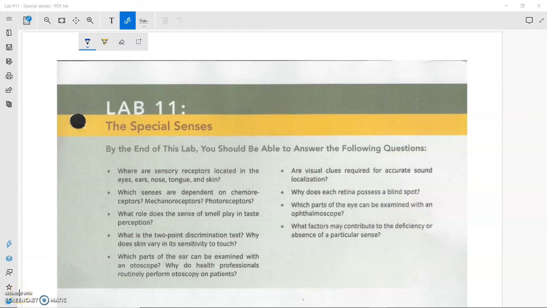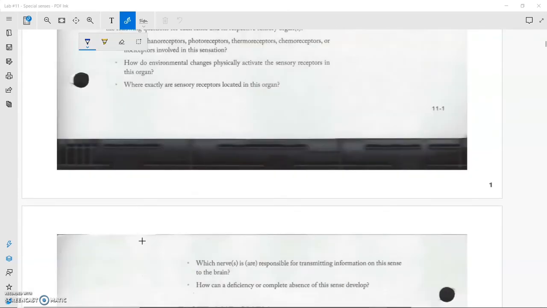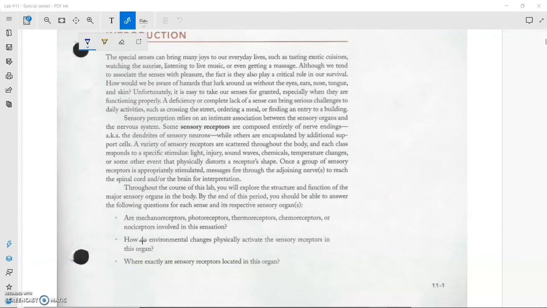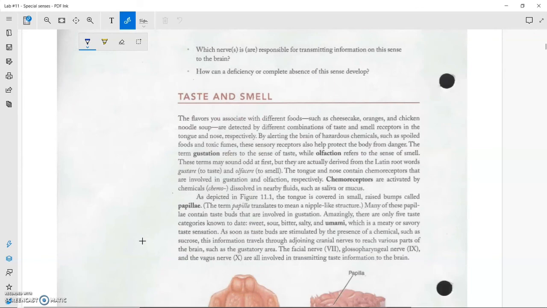In this lab, we will talk about some aspects of sensory perception. We're going to discuss some tests for different sensations. Since we cannot perform that, we'll have to kind of make stuff up. So the first sensation that we're going to be talking about is the sensation of taste and sensation of smell.